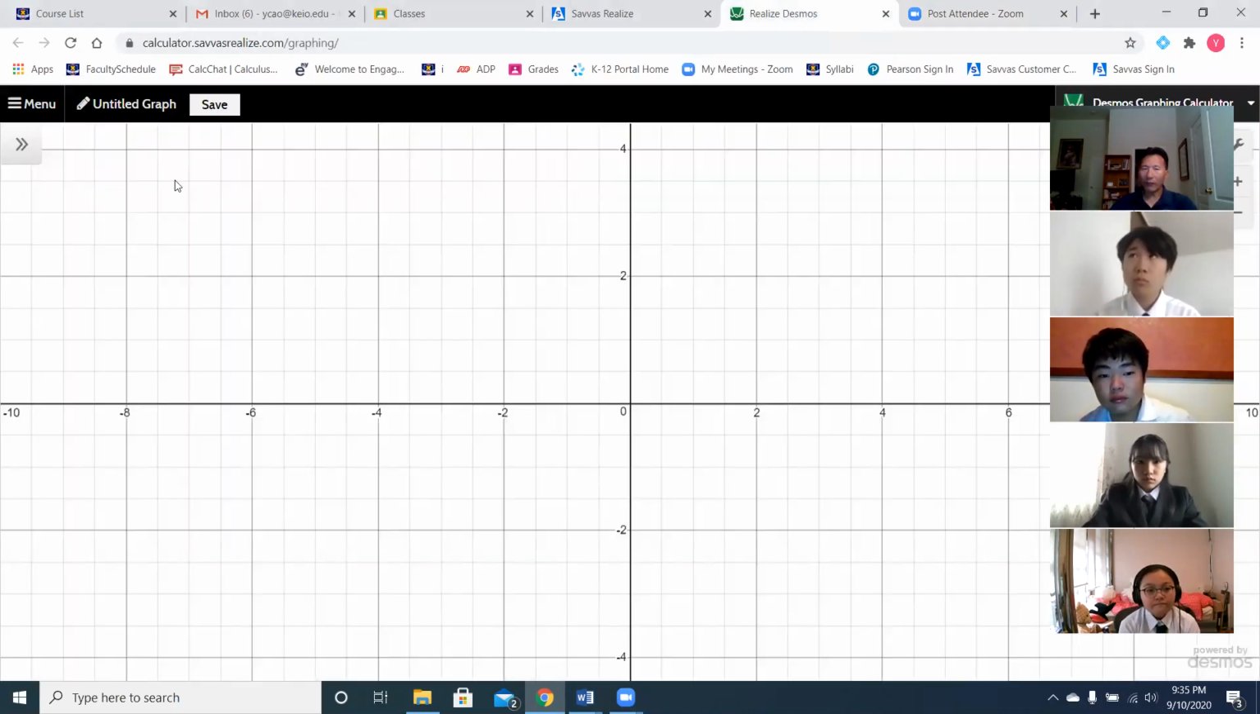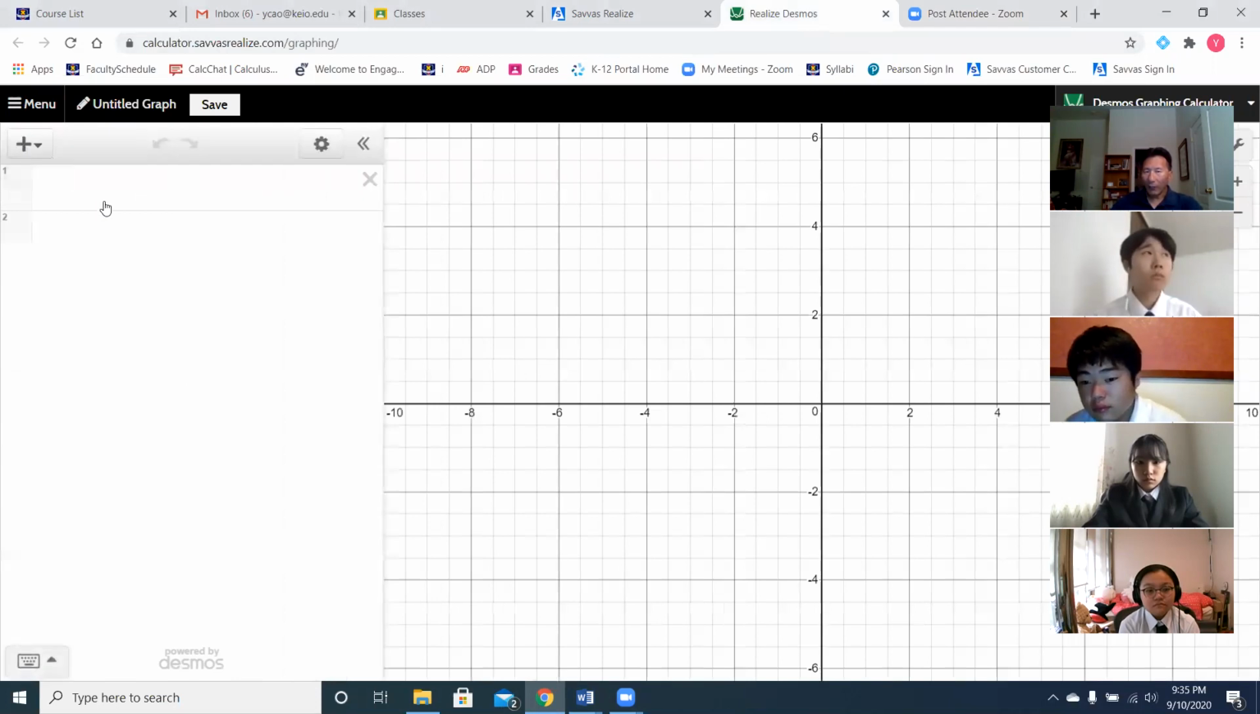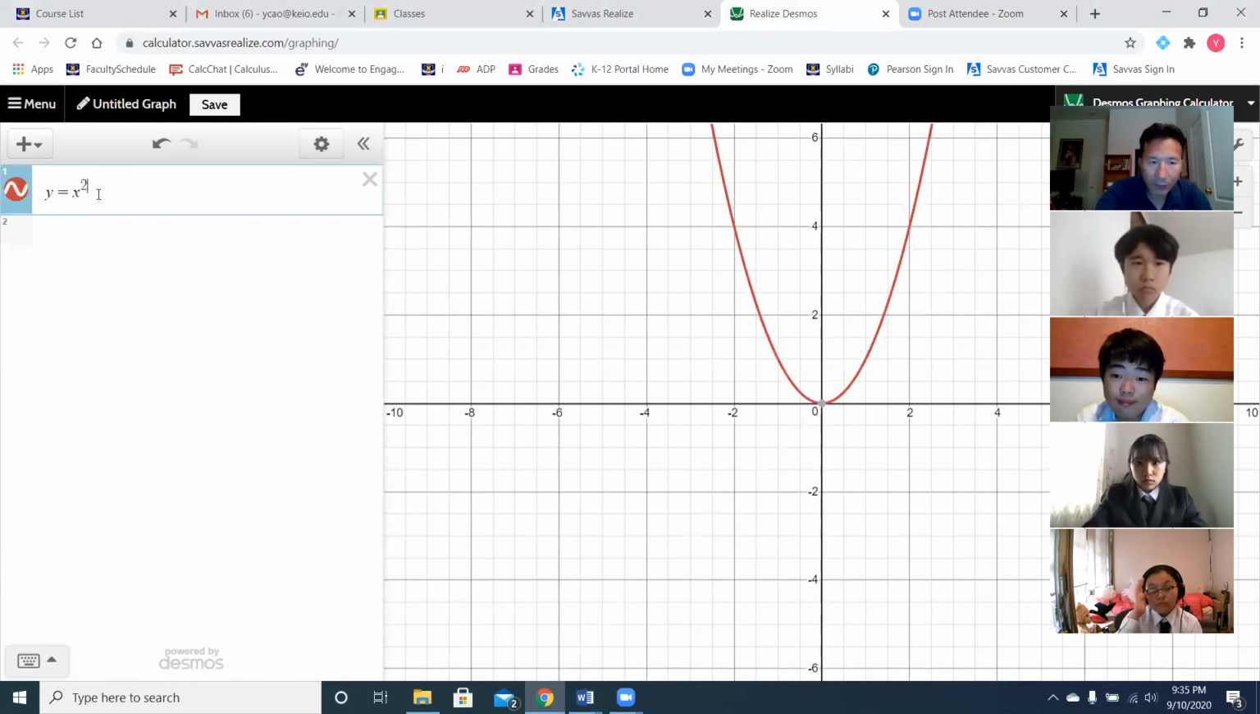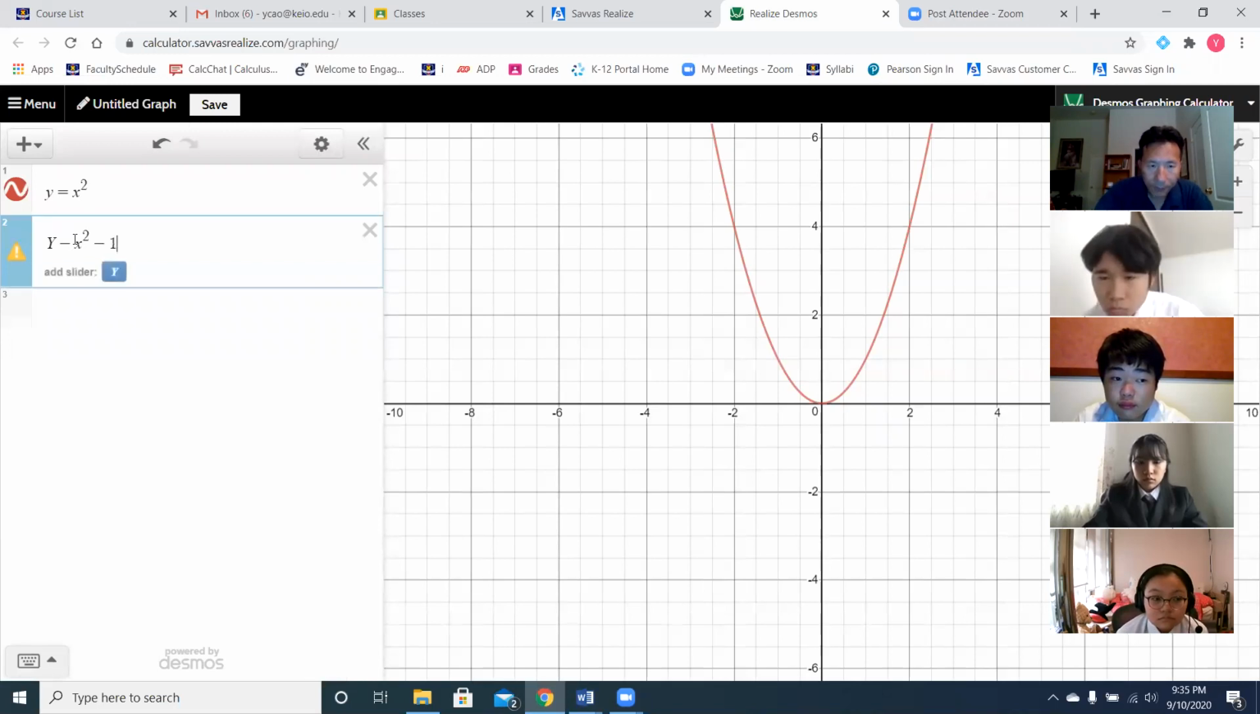We're going to draw a graph here. f(x) equals x squared, so y equals x squared. That's a graph. Another one: y equals x squared minus 1.